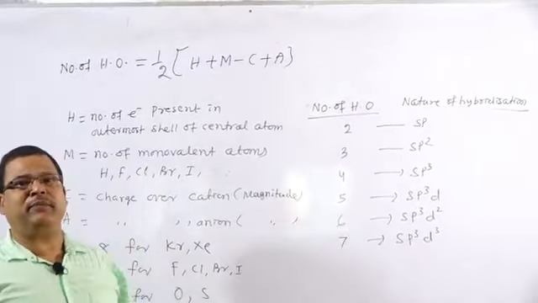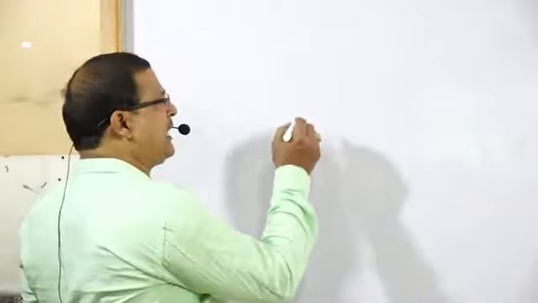Next we will start the structures of xenon difluoride, tetrafluoride and hexafluoride, xenon trioxide, tetroxide, XeOF2, XeO2F2 and XeOF4, etc. First we apply that formula to determine the nature of hybridization of xenon difluoride, tetrafluoride, hexafluoride and the oxide compounds.